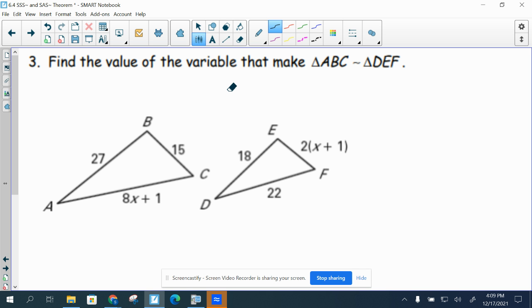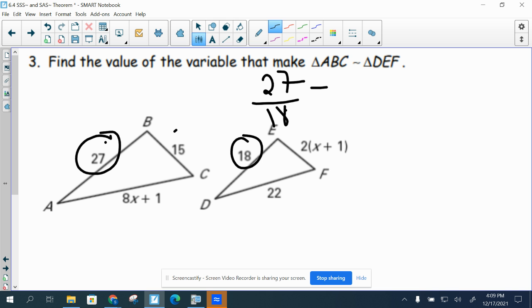It says find the value of the variable that makes the two triangles similar. You could set up a proportion for this. You know that they are going to be similar, so you could do 27 to, since AB matches with DE, 18. So 27 over 18, and then that equals, you could do 15 to 2 times x plus 1.